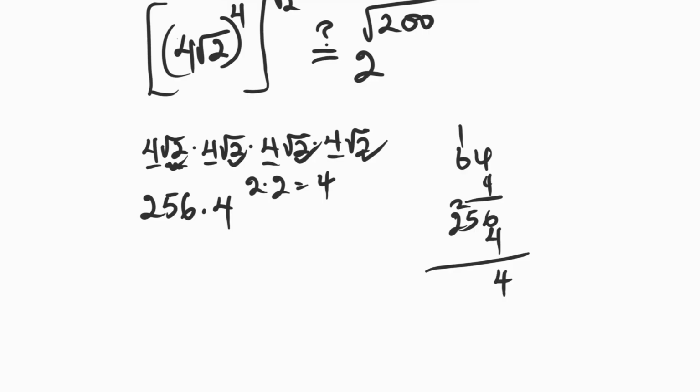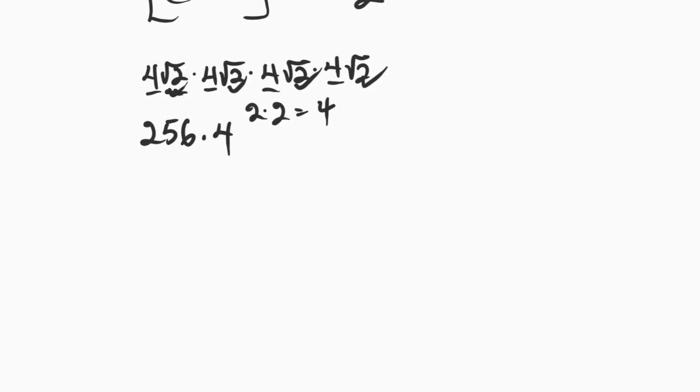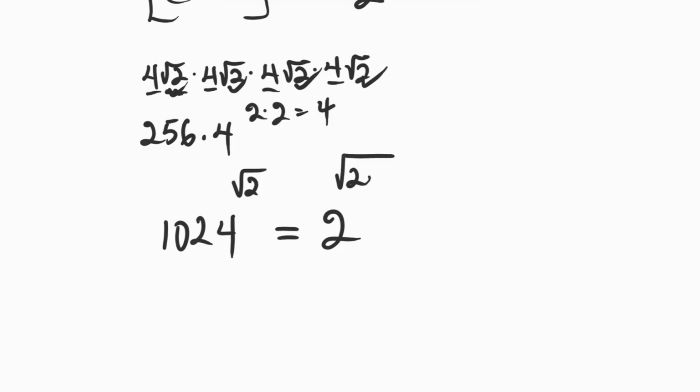Right, so we have 1024. Now, so what we have is 1024 raised to the power root 2 equals 2 raised to the power root of 200.